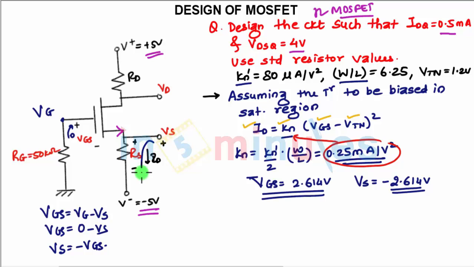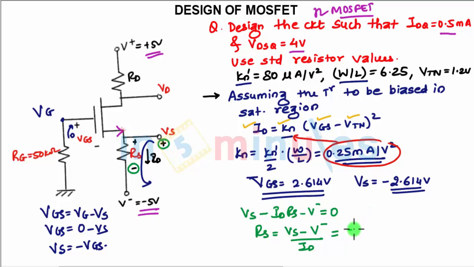Now when you apply KVL in this loop, what will be the equation for KVL? We are leaving with positive signs, so VS. We are leaving with negative signs, so minus ID into RS, and minus V minus equals 0. From this we can find RS as (VS minus V minus) upon ID. VS we have got as minus 2.614 and V minus is minus 5, divided by ID, which is 0.5 milliampere. This will give you the value of RS as 4.77 kilo ohms. So we have found the value of RS.